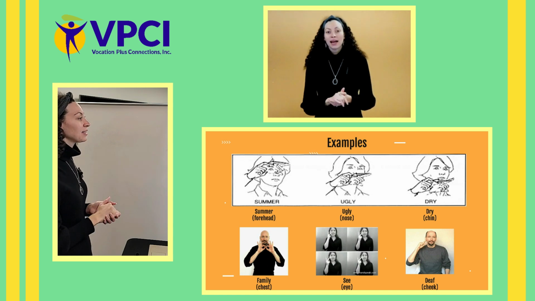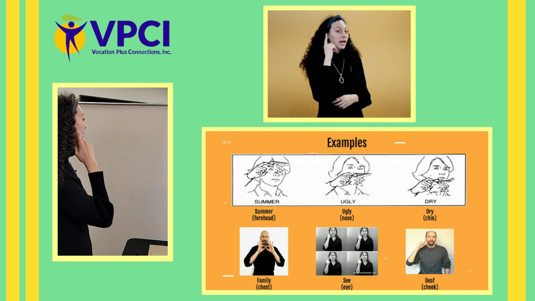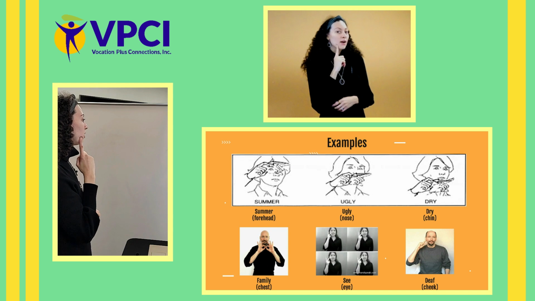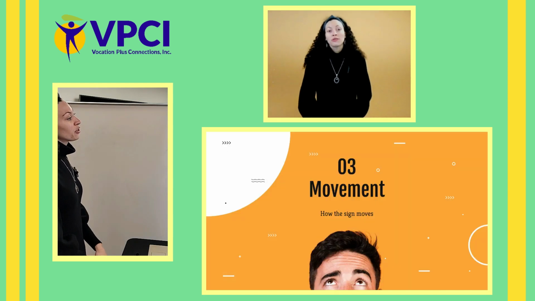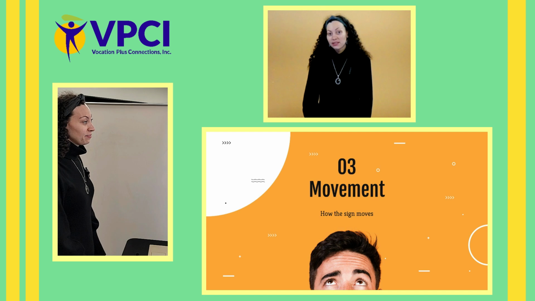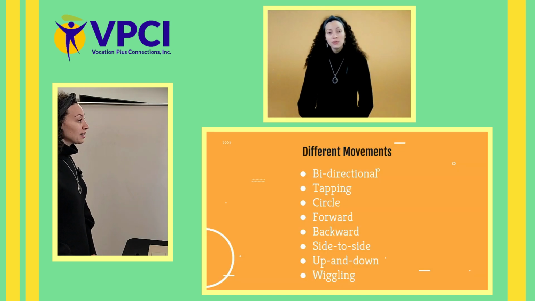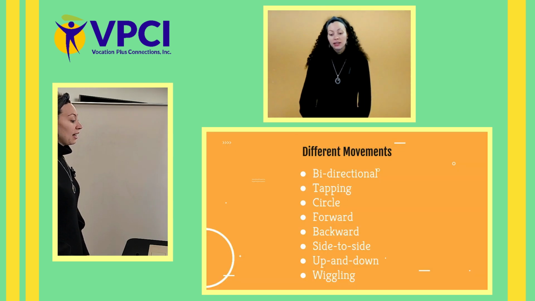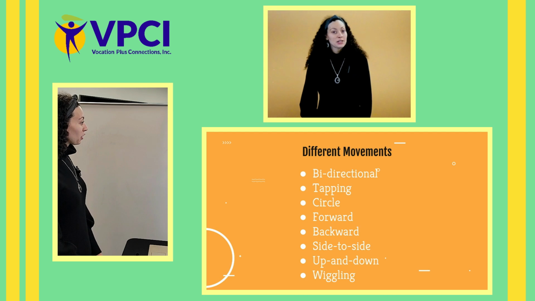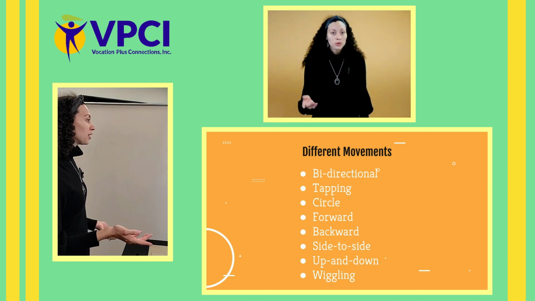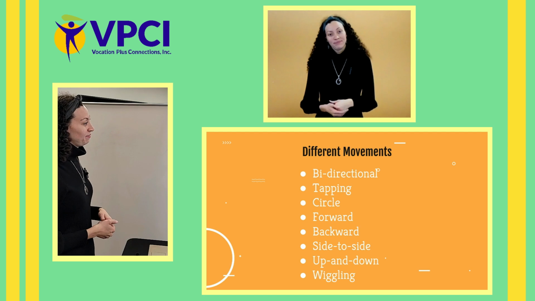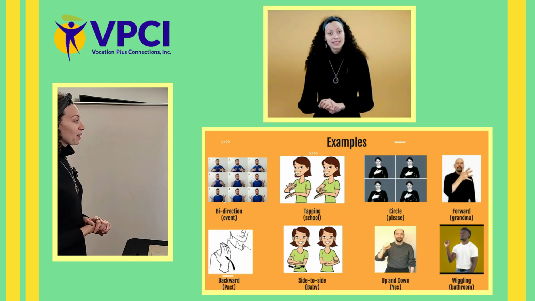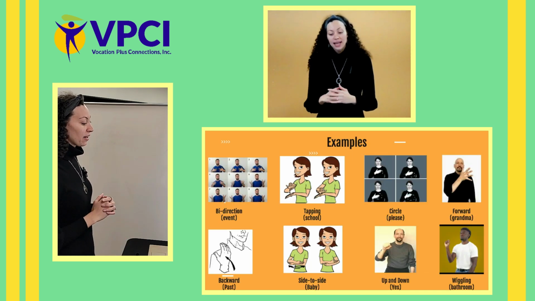There's 2 ways people sign deaf. They usually do down to up, or they do up to down. It's usually based on preference, what I've seen. Movement refers to how the sign moves. Movements can be bidirectional. It can be tapping, in a circular motion, forward, backward, side to side, up and down, and wiggly. Here are some different examples of the different movement styles.